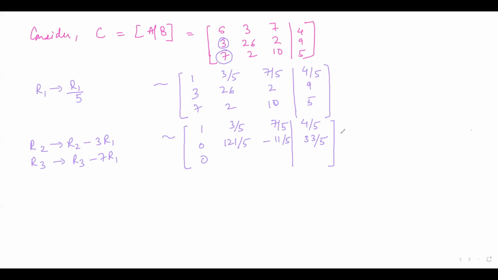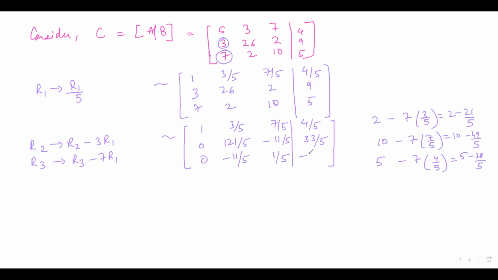Now with the last row, R3 minus 7 times of row 1. So 7 minus 7 is 0. So 2 minus 7 times 3 by 5. So I am getting here minus 11 upon 5. This is 10 minus, that's again 1 upon 5. Lastly, 5 minus 7 times 4 upon 5. So that's minus 3 upon 5.